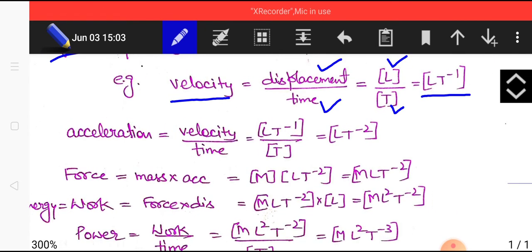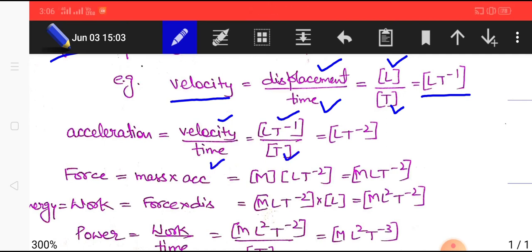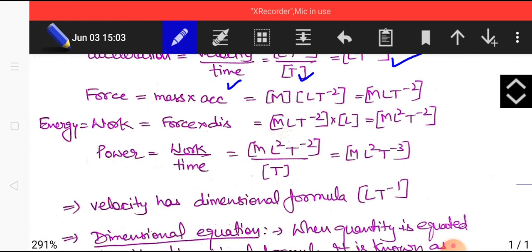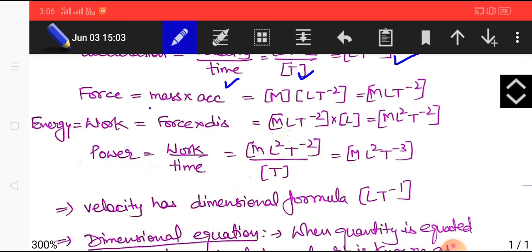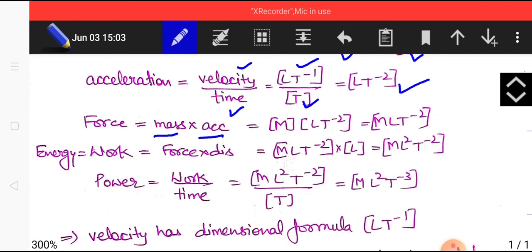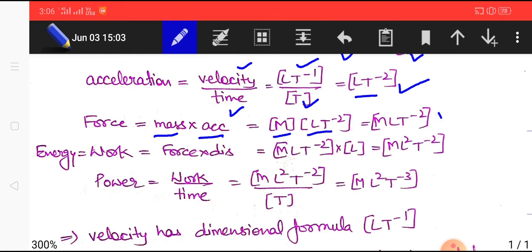Similarly, we can write acceleration. We know that acceleration is velocity divided by time. So dividing the dimensions of velocity by the dimensions of time, we get the dimensional formula of acceleration, LT^-2. Force is defined as mass into acceleration. So multiplying the dimensions of acceleration with mass, we get the dimensional formula of force.